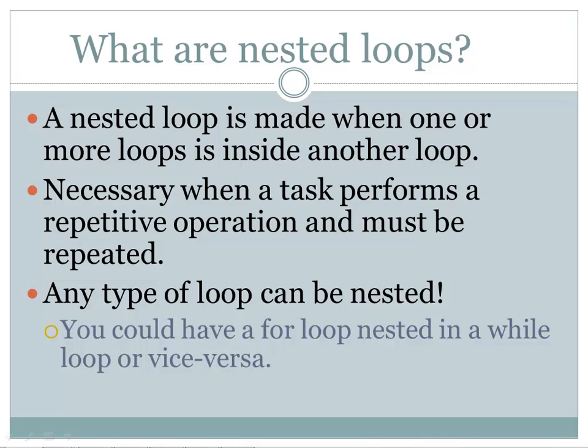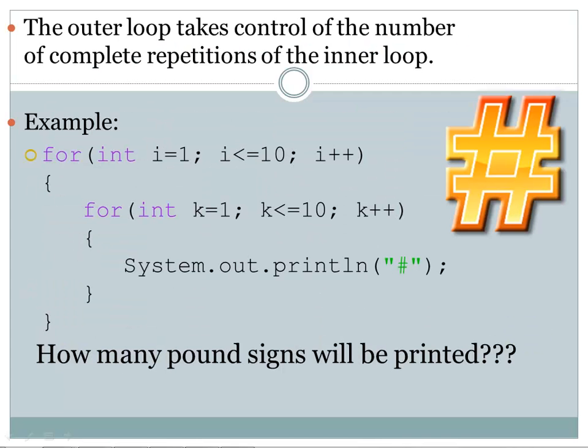What are nested loops? A nested loop is made when one or more loops is inside another loop. Necessary when a task performs a repetitive operation that must be repeated. Any type of loop can be nested. You could have a for loop nested in a while loop or vice versa. In a nested loop, the outer loop takes control of the number of complete repetitions of the inner loop.